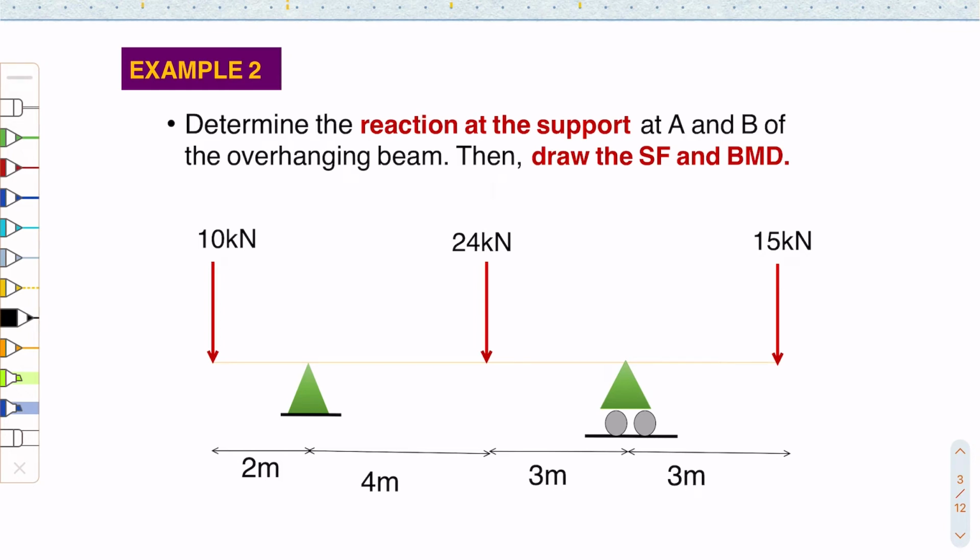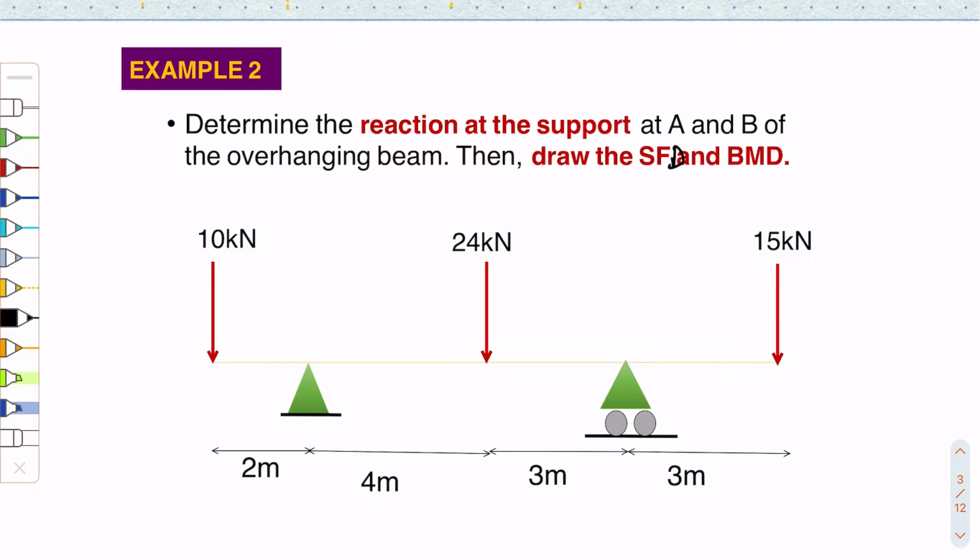Next, we're going to look at example 2. Determine the reaction at the support at A and B of the overhanging beam, then draw the shear force diagram and bending moment diagram. This question asks you untuk lukis je SFD and BMD without the need to identify the maximum value. And this question is almost similar to example number 1, except that this is an overhanging beam.